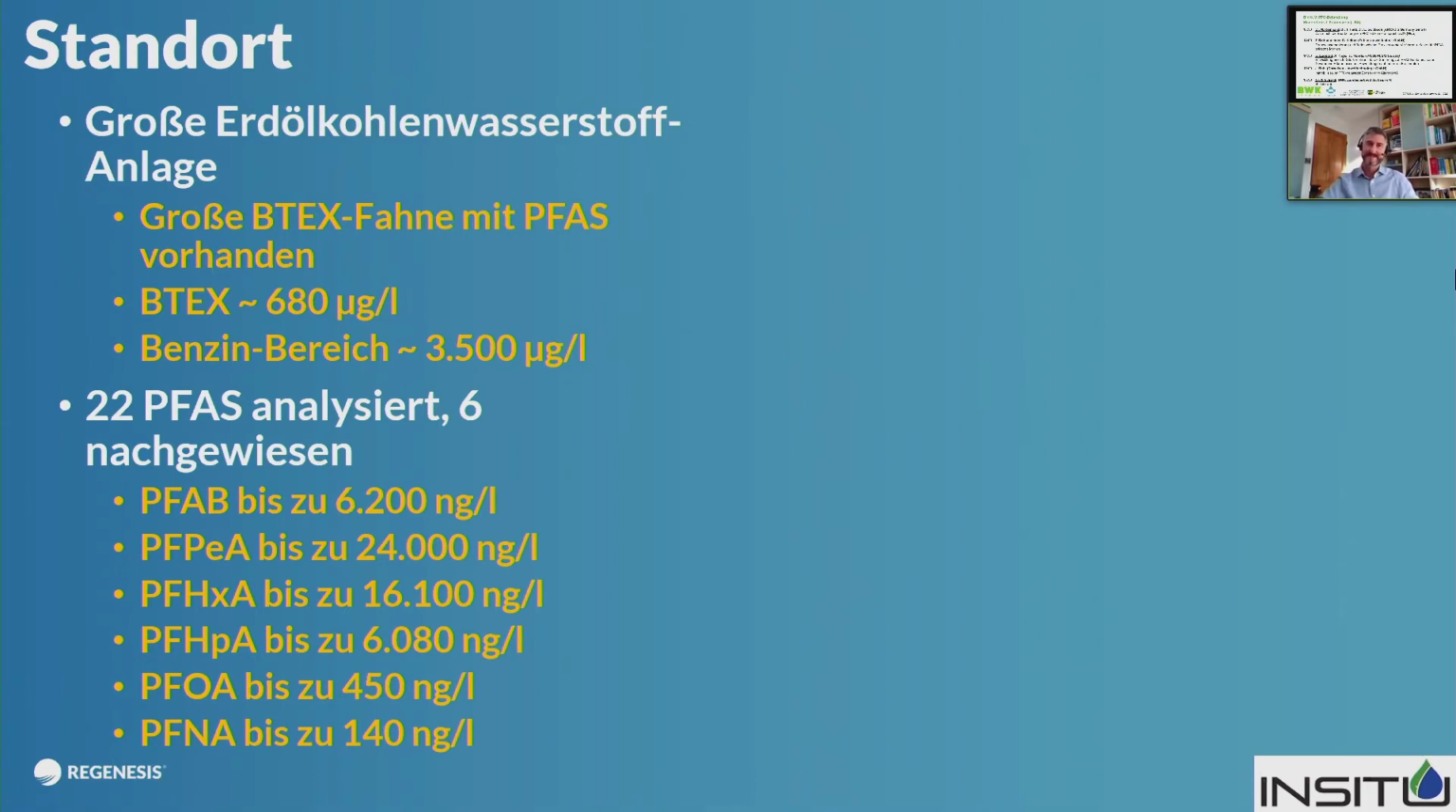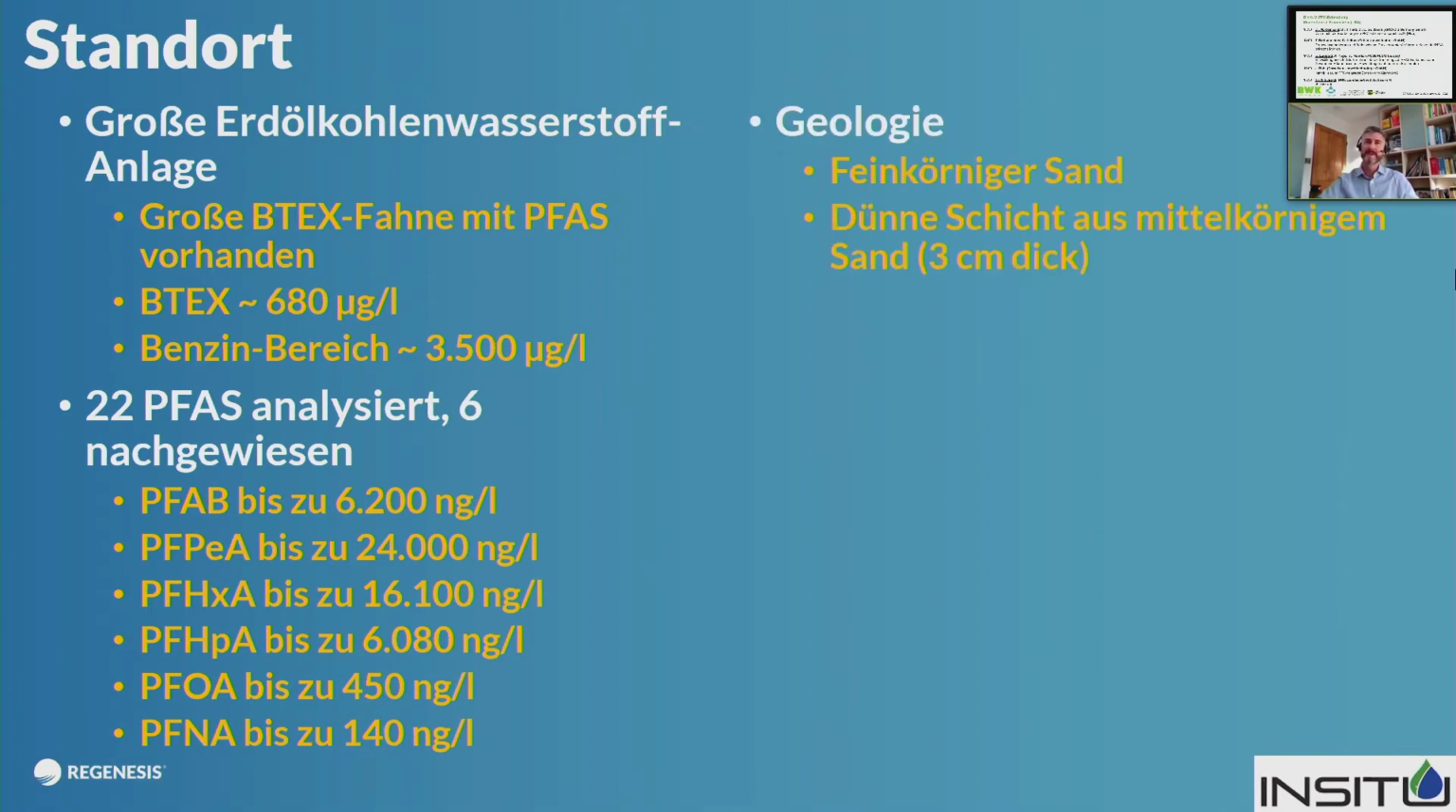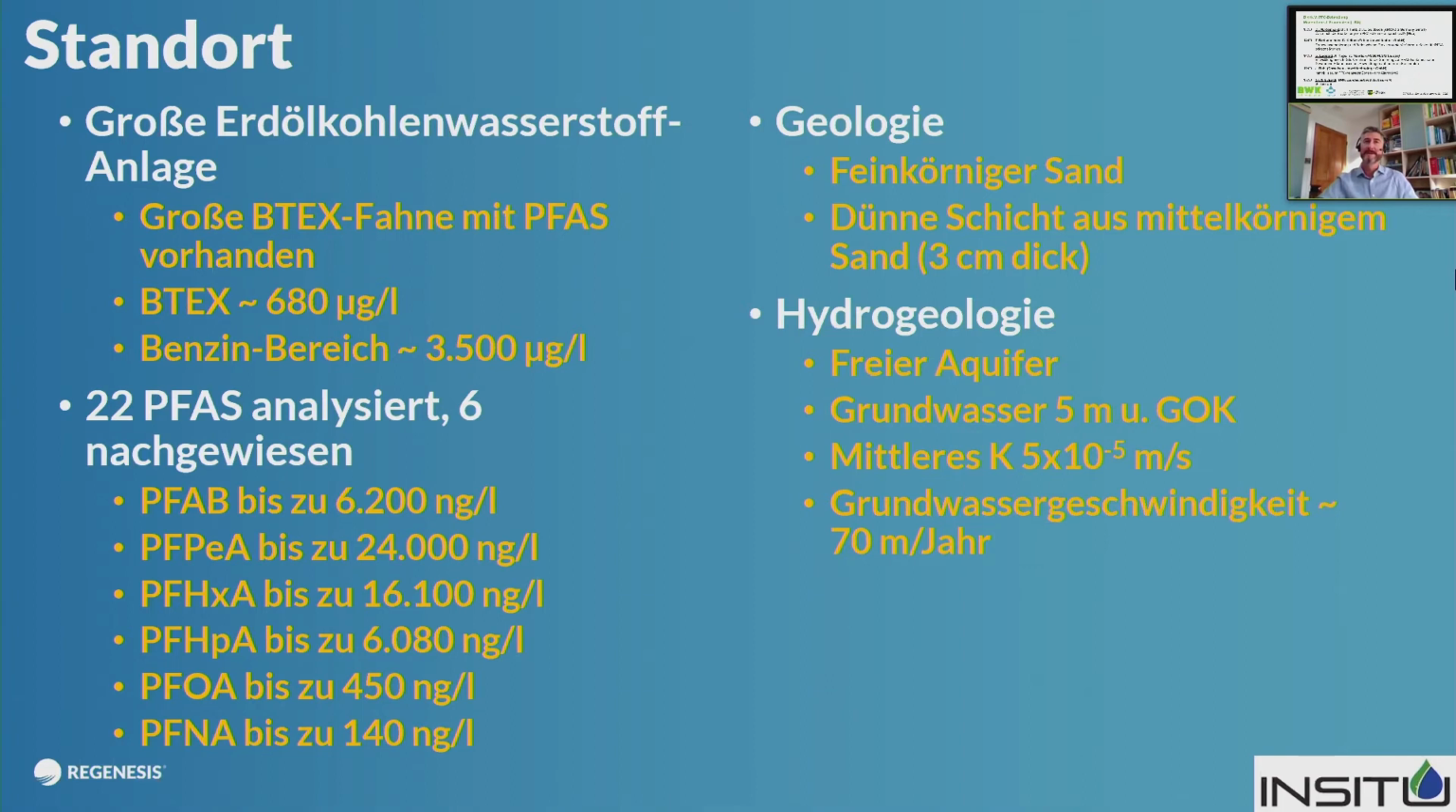They tested for PFAS and found basically 6 perfluorinated carboxylic acids of varying concentrations in there. The geology is sand. It's fairly permeable. There is a thin layer of medium grain sand, which is more permeable and takes some of the flow. It's an unconfined aquifer. Groundwater is about 5 meters below ground level.